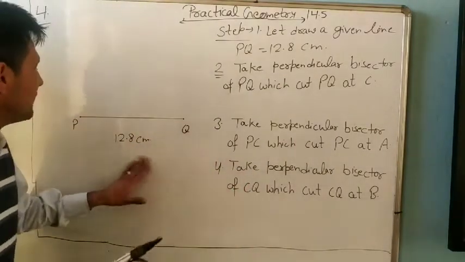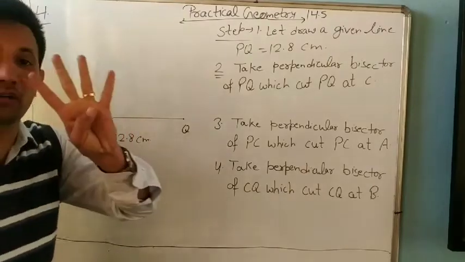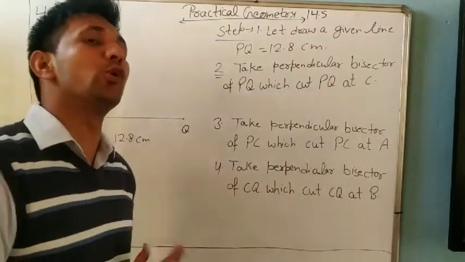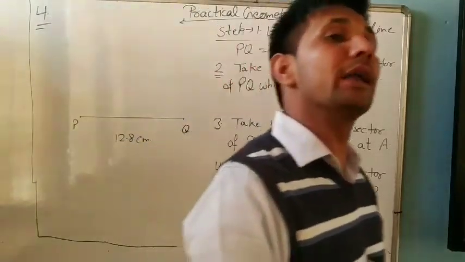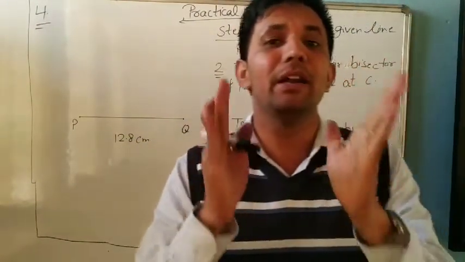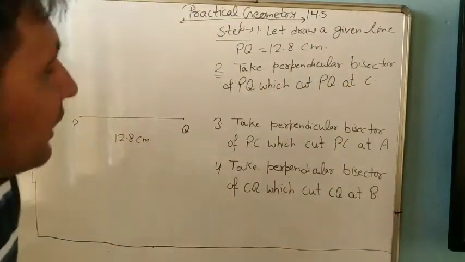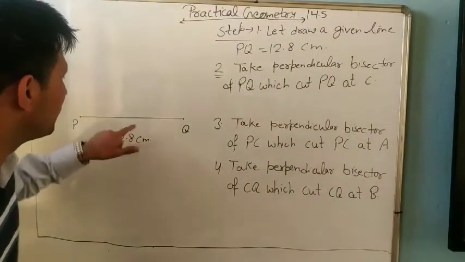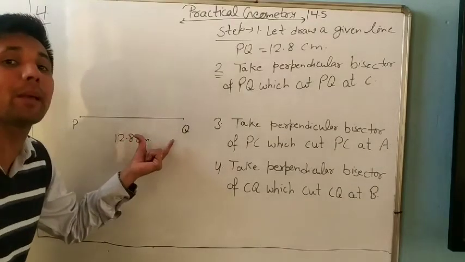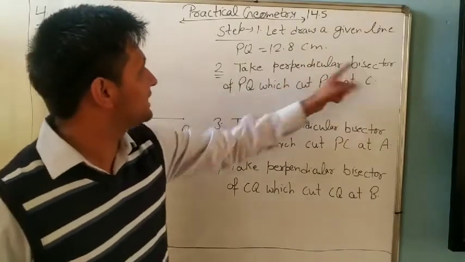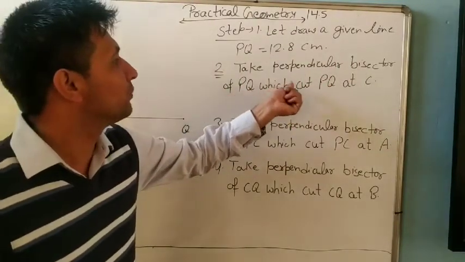So what will we do? First we want to divide into 4 equal parts, so first we will divide it into 2 equal parts. Two equal parts means perpendicular bisector. Bisector means dividing it into 2 equal parts. How can we divide a line segment into 2 equal parts? We have to take a perpendicular bisector. So take the perpendicular bisector of PQ.